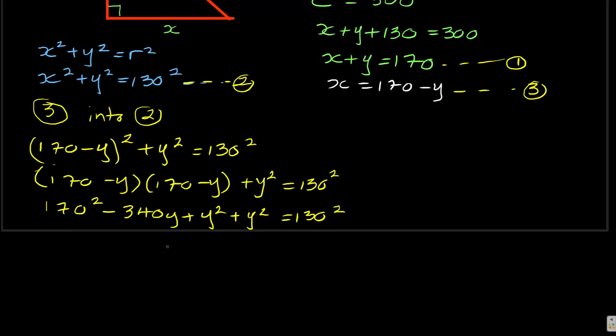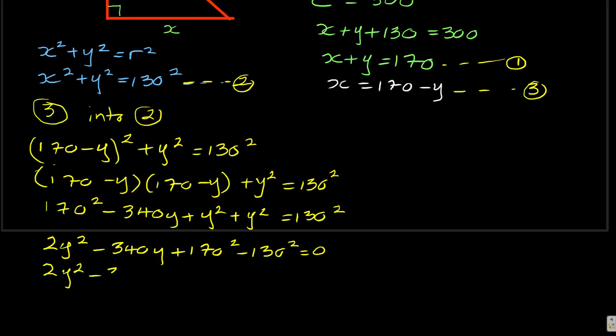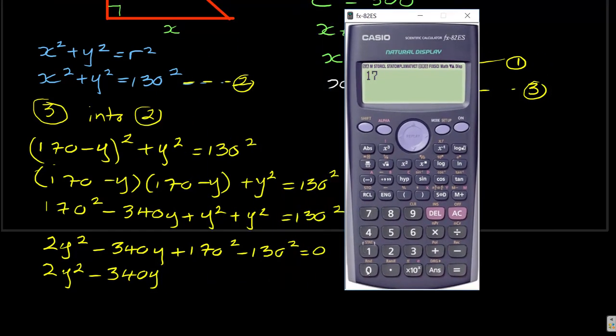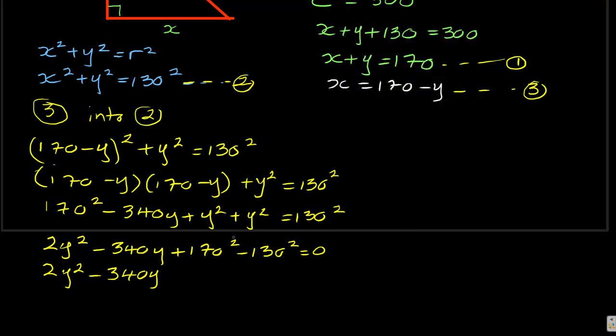If you now simplify it so that it becomes a normal quadratic equation, you are going to have your 2y squared minus your 340y, and then you've got plus 170 squared minus 130 squared is equal to 0. So you are having your 2y squared minus 340y. If I take my calculator to find 170 squared minus 130 squared, I get 12,000. So it will be a positive 12,000 is equal to 0. So now the next thing I need to do is to use my quadratic equation to solve for y.